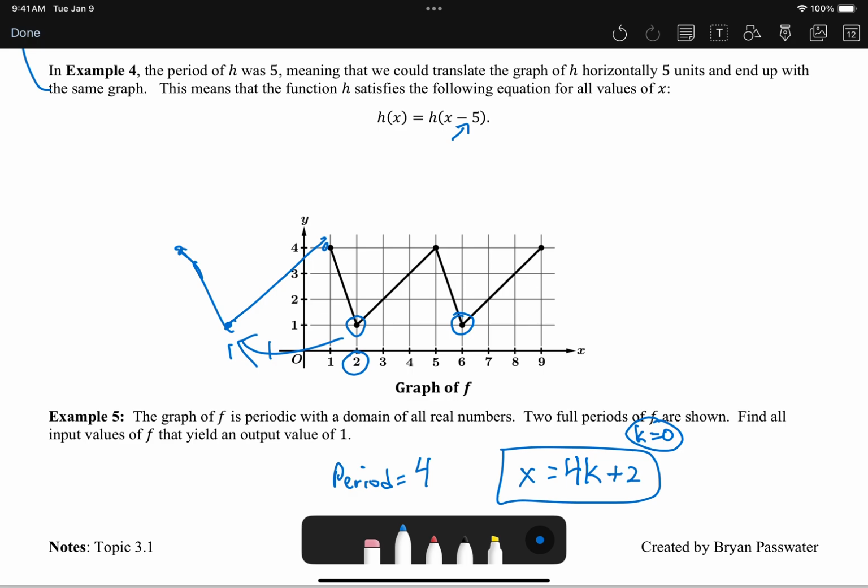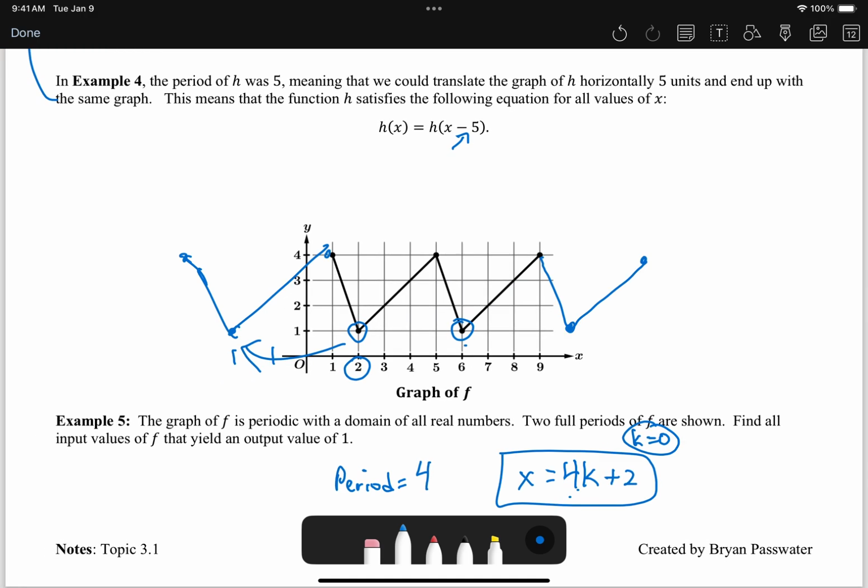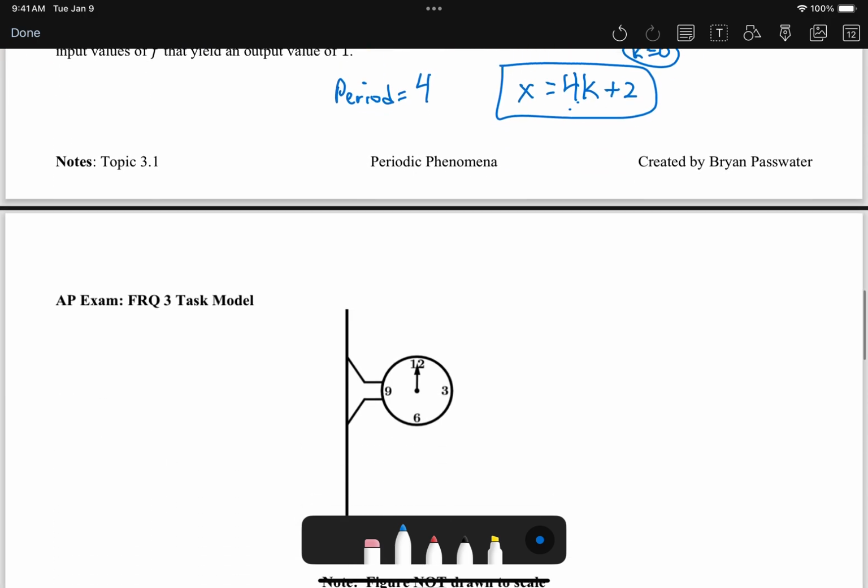And let's see, K is 0, 1. If we said 2, it would be right here, which would be 10. 4 times 2 is 8. 8 plus 2 is 10. So we did it. It's accurate.